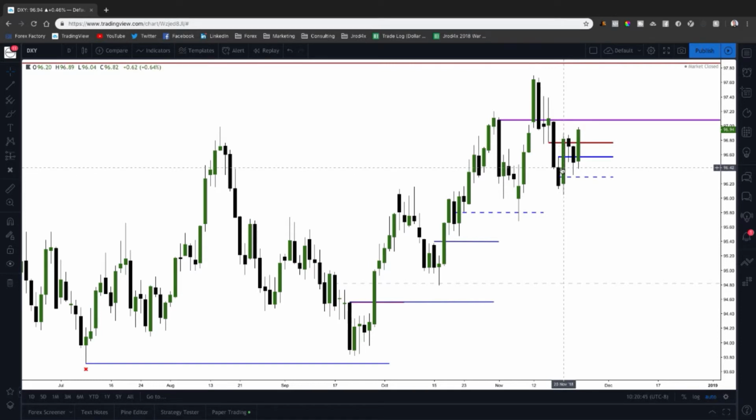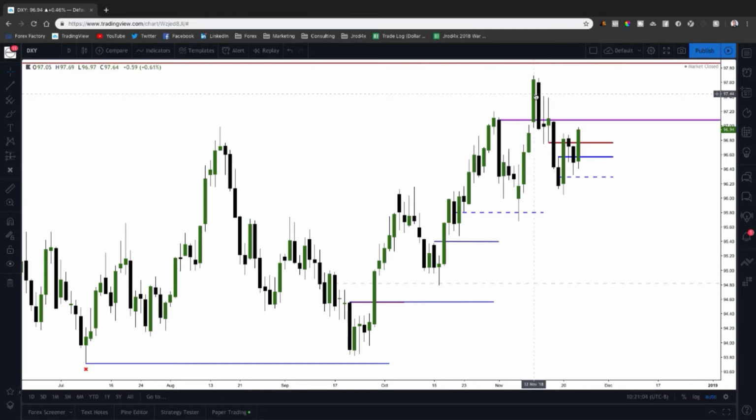In terms of the technical aspect and the levels that we're respecting, we are respecting bullish levels. So overall bullish market structure is still within the dollar index on the daily chart. We've got low, high, higher low, higher high, higher low, higher high, higher low. So now we're going to be expecting a higher high.